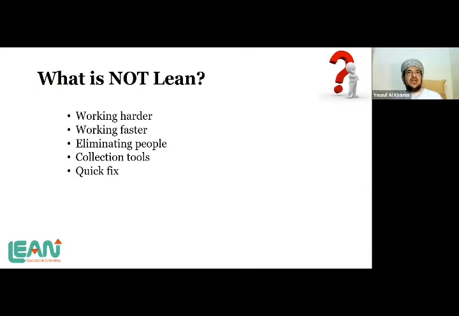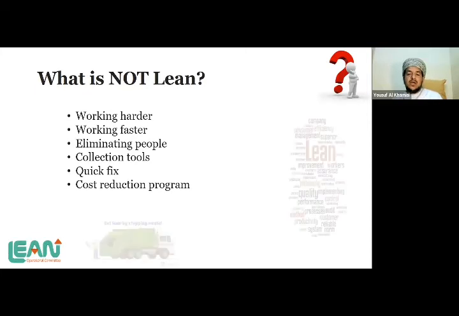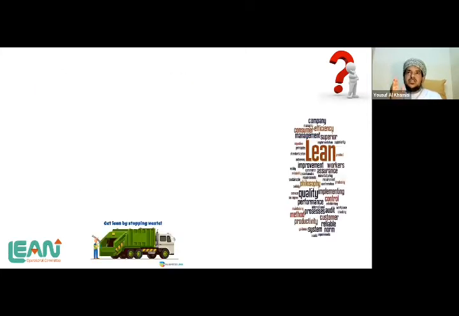We are not here in the lean operational committee to give a quick fix or as a response to a cost reduction program. Of course, at the end, by removing non-value added activities we will be able to reduce some cost, but the purpose is not to reduce the cost at the beginning. And our results may be delayed because we need to build a culture, and it is a new program that will start, and it will take time to get results. Okay, so this is what lean is not.